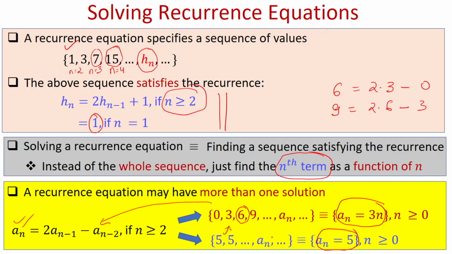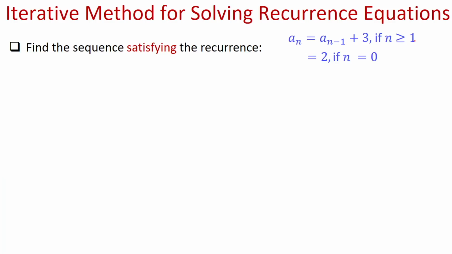You take any term of this sequence, it will be 5. And 5 is indeed twice the previous term, which is also 5, minus the previous to previous term, which is also 5. So this shows that if someone gives me a recurrence condition, then there can be multiple solutions or multiple sequences satisfying that recurrence condition.